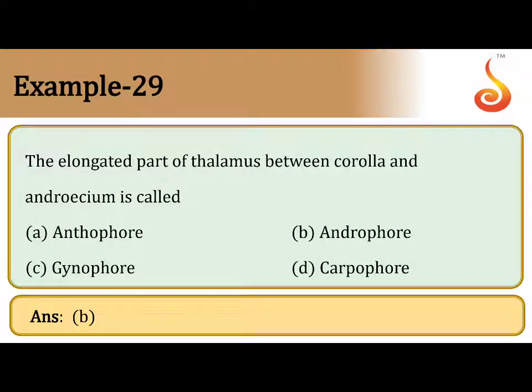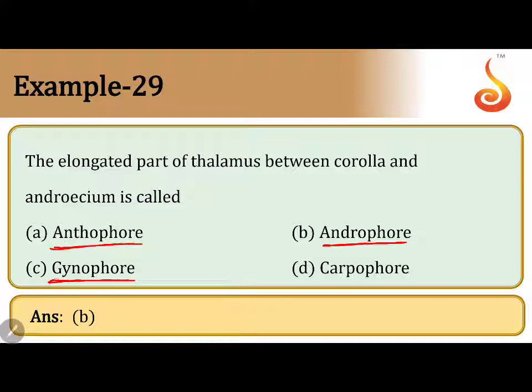This is a question from the multiple choice questions in stage 2 after the competitive lectures, which needs discussion. The elongated part of the thalamus between corolla and androecium is called as. So the answer says Anthophore, but all the other three are also worth discussion here, along with what is Anthophore.